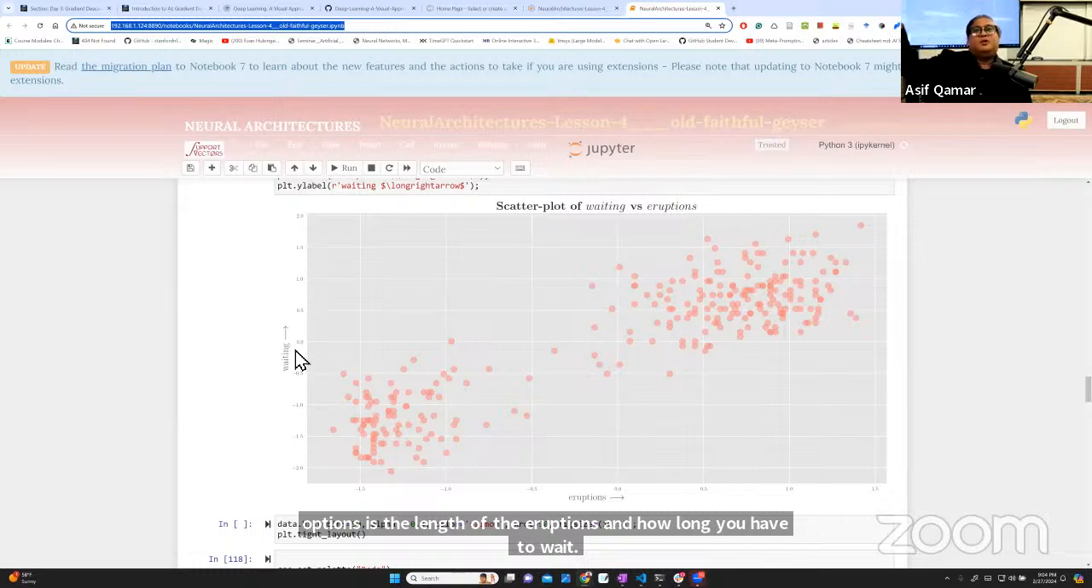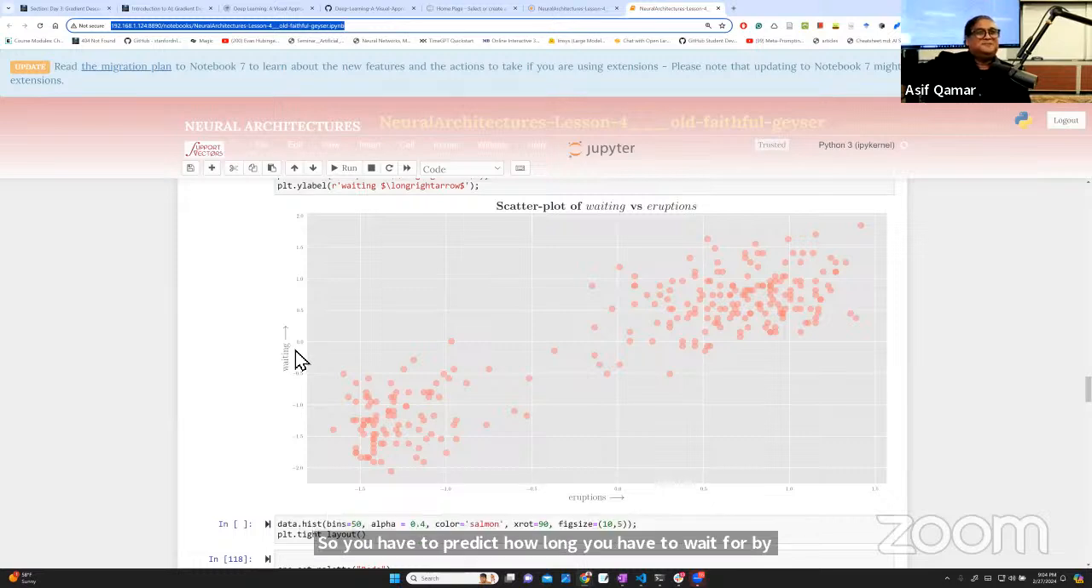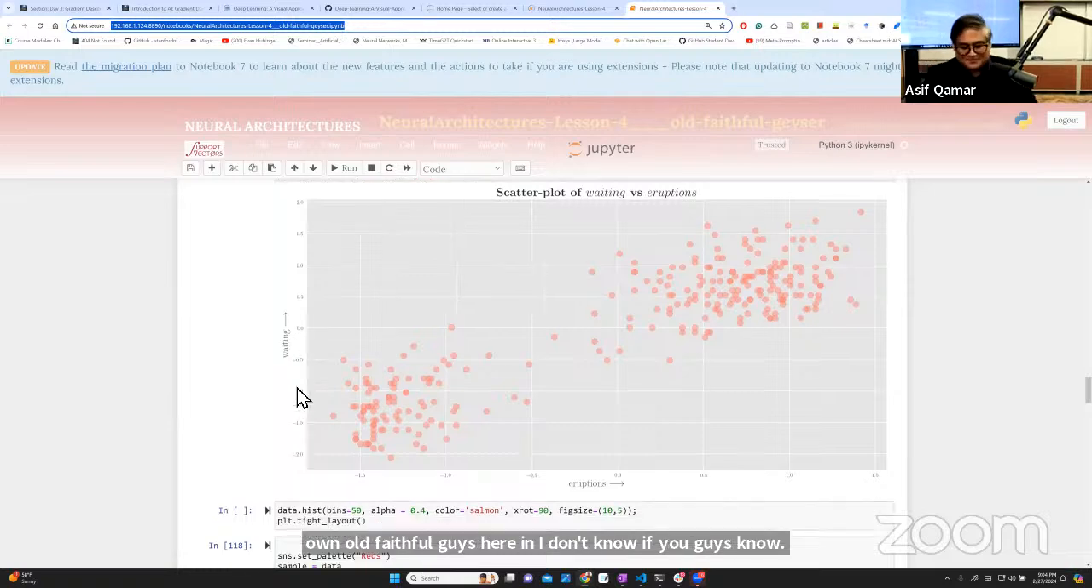By the way, we have our own Old Faithful Geyser here in Napa, Calistoga. I don't know if you guys know. Right? You can go there.